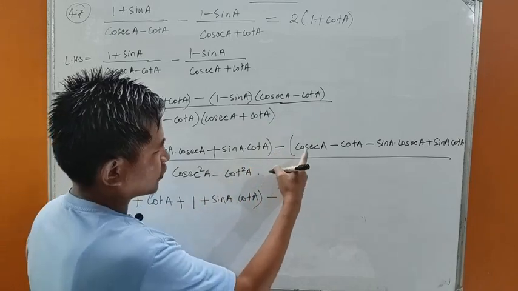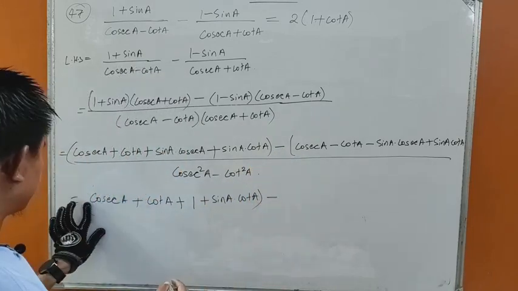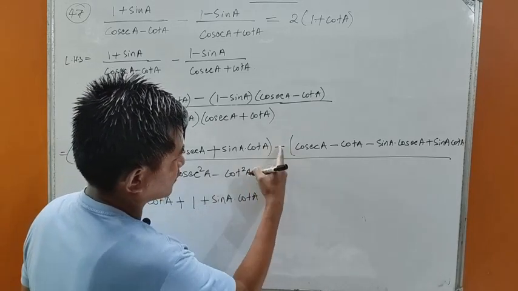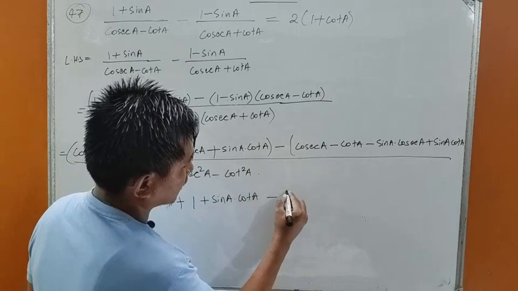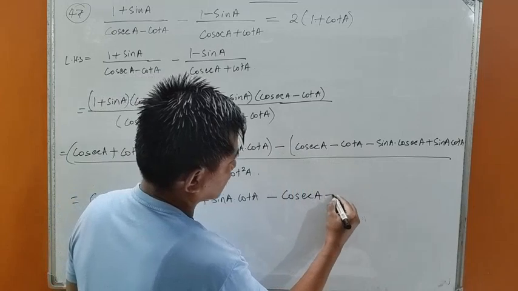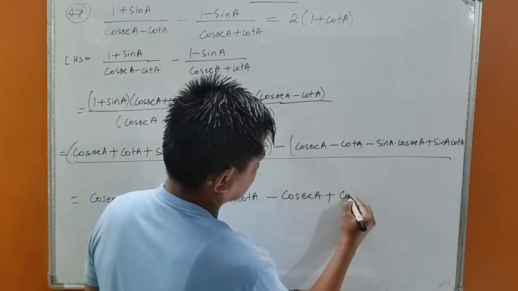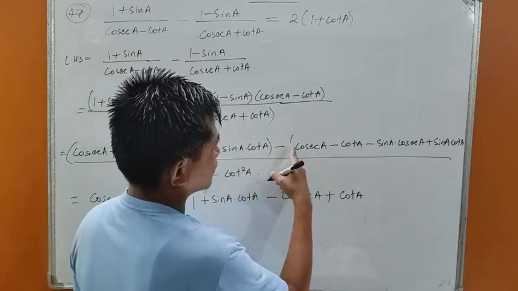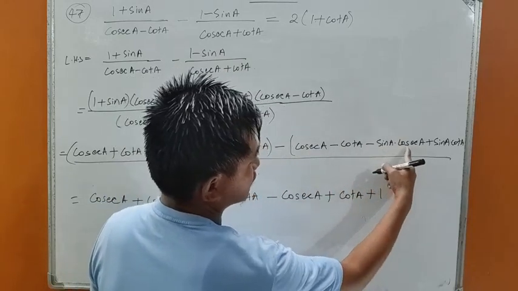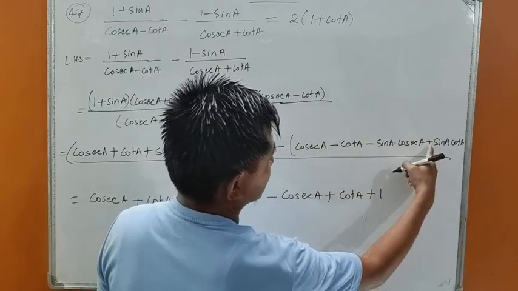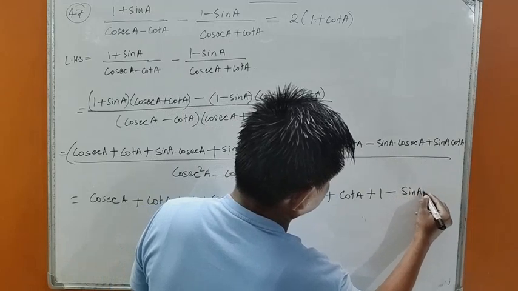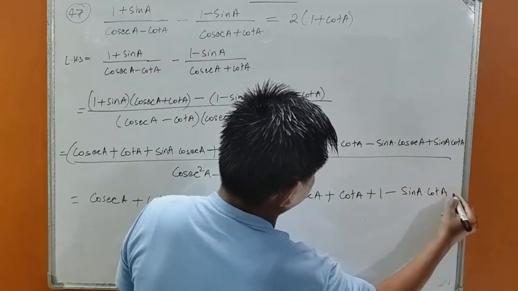Minus this is cosec A. So minus into plus is minus, cosec A, minus into minus is plus, cot A, isn't it? So minus into minus is plus, sin A into cosec A is 1, again minus into plus is minus, sin A into cot A. Are you getting me?